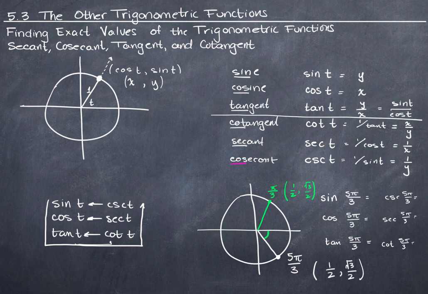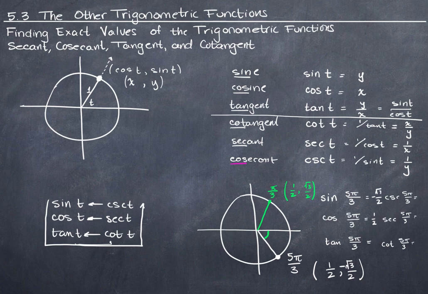But let's check the coordinates of this point, because we have to get there by going to the right and then down. Our x-coordinate will be positive, but our y-coordinate will be negative. So it's 1/2, comma, negative the square root of 3 over 2. So from that, we can write that the cosine is 1/2, and the sine of that angle is negative root 3 over 2.